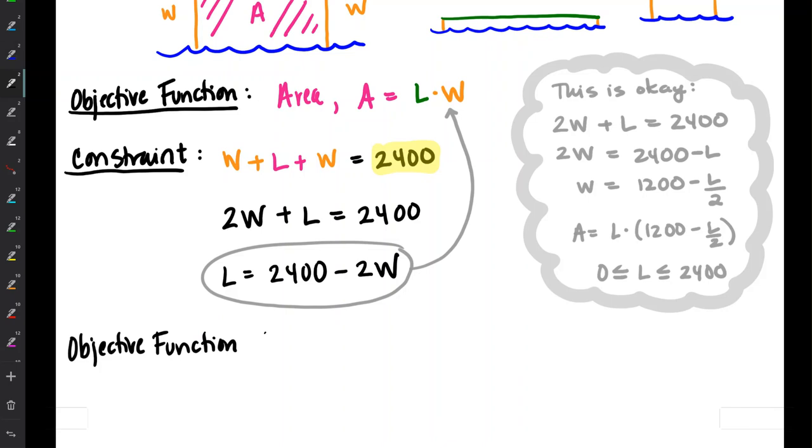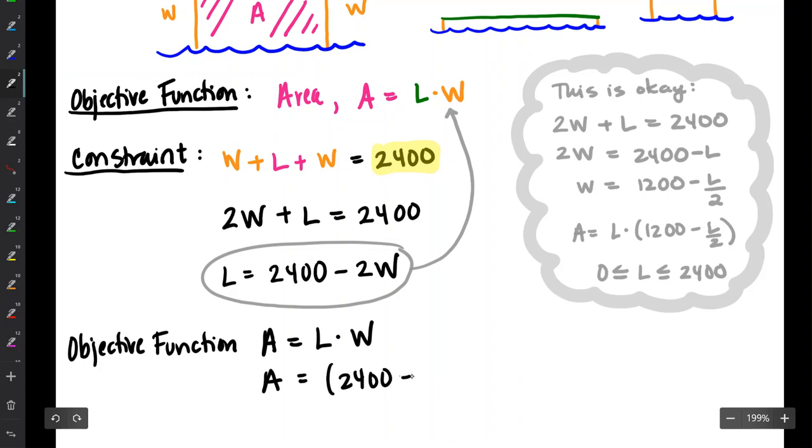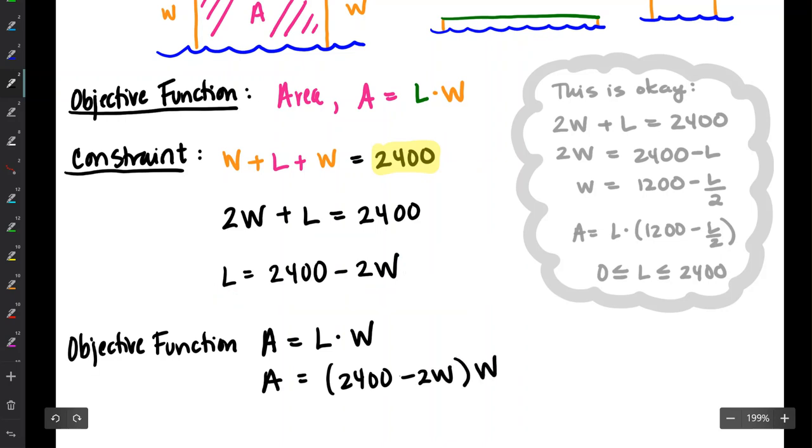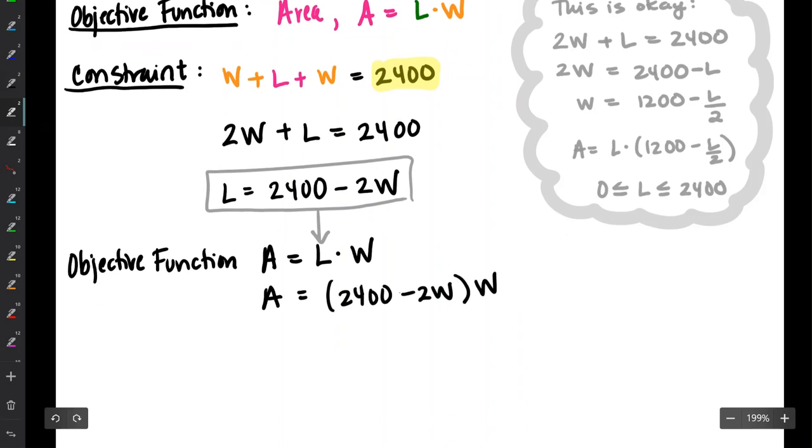All right. So I'm deciding to not have too much color here. My area is equal to my length times my width. Well, my area is equal to length. Well, what the heck is length? Length is 2,400 minus 2W times W. Maybe I'll draw my arrow this way. Okay. So my area is equal to 2,400W minus 2W squared.